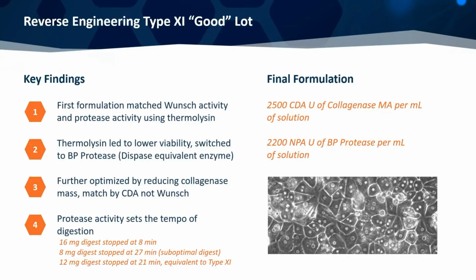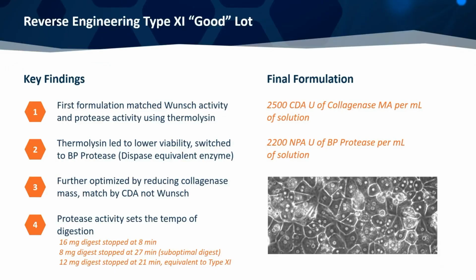We first matched the Wunsch activity and protease activity using thermolysin. We found thermolysin didn't really work well. It lowered the viability of human hepatocytes, so we switched to BP protease, which is a DIS-based equivalent enzyme used by hepatocyte manufacturers. We further optimized this by reducing the collagenase mass by matching on collagen degradation activity, not Wunsch activity.